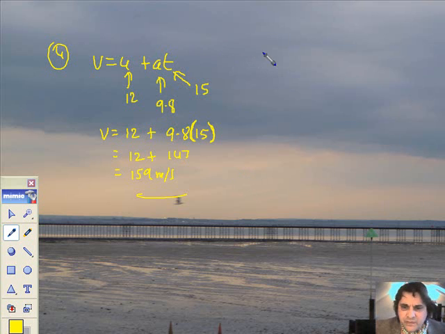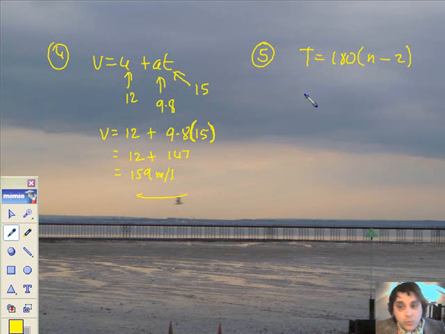I'll do a bit of question 5. Question 5 says, Kareem is working on polygons in maths. He has a formula. Here's the formula. He's got T equals 180, bracket n minus 2. Some of you might recognise this. He uses the formula to find the sum, T, of the interior angles of a polygon with n sides.